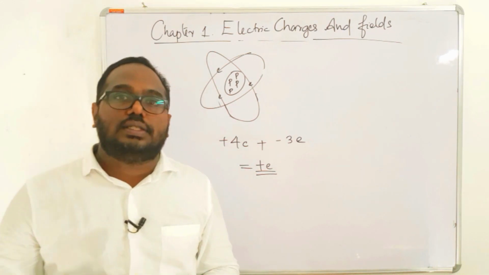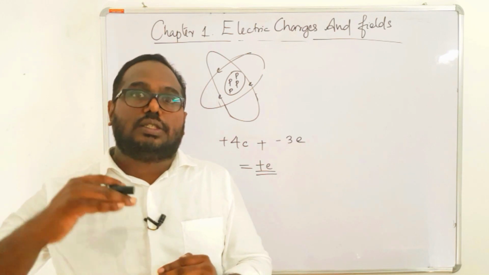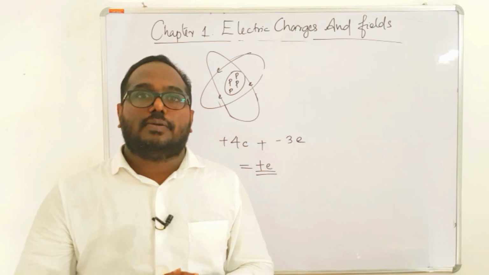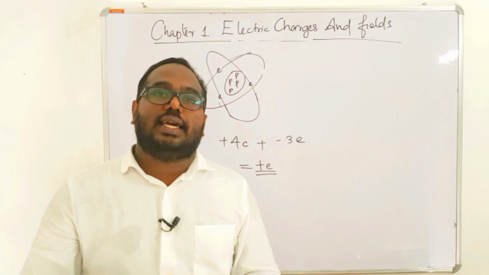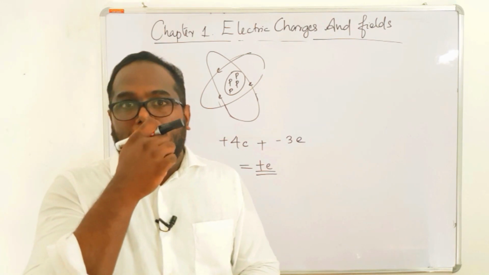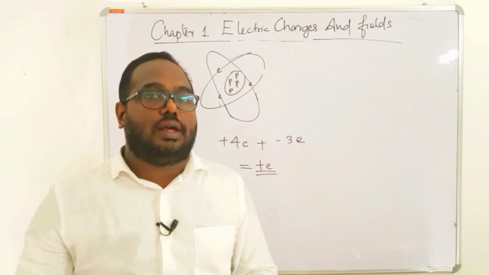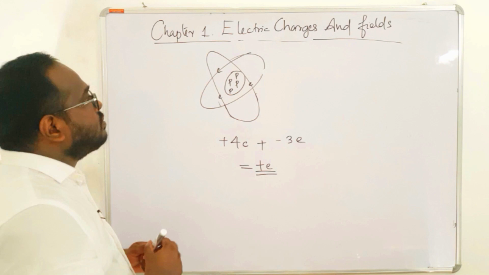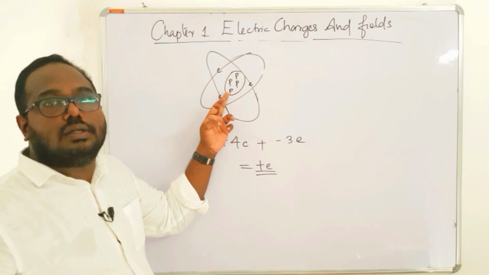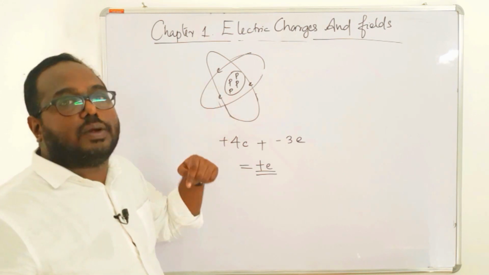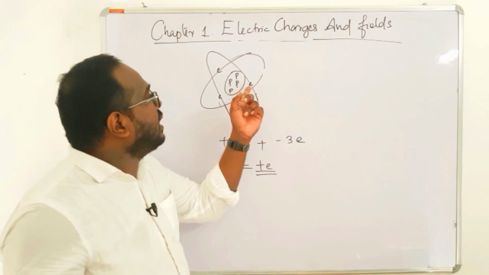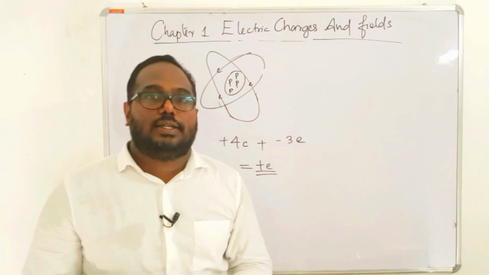If the net charge is 0, it is a neutral body. If the net charge is negative, the body is negatively charged. If the net charge is positive, the body is positively charged. So it depends only on the removal and addition of electrons. Why? Because the proton is bound to the nucleus and it is not easy to remove it. Detaching a proton from the nucleus requires high energy and high force, while the outermost shell electron is easy to remove.